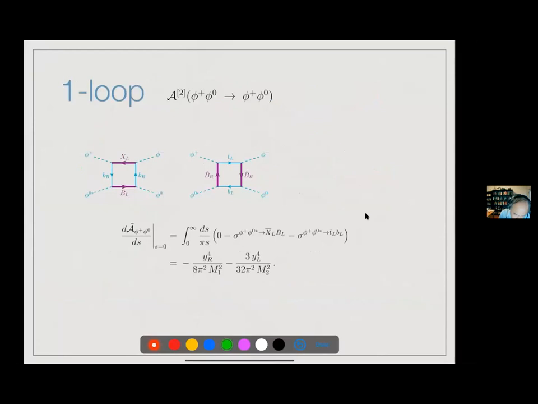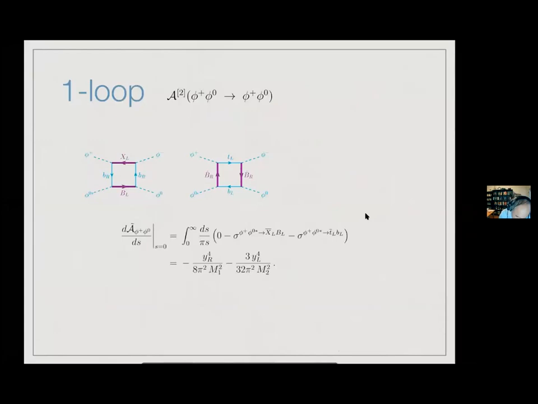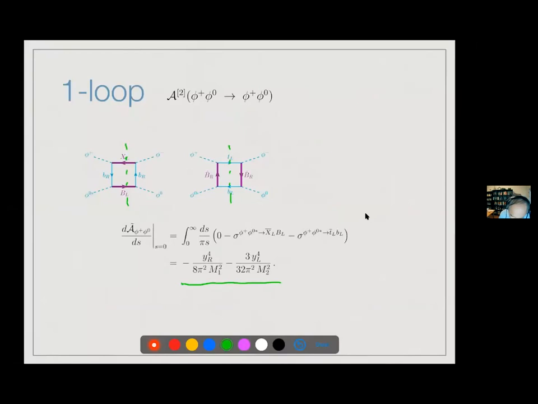And you can also do this at one loop. At one loop you can consider the scalar elastic scattering. These are the two diagrams that contribute to phi plus phi zero couplings. That's the left hand side, and on the right hand side, you can evaluate these two cross sections, the two X B L and the two T L B L, and this gives you this. That's the result.